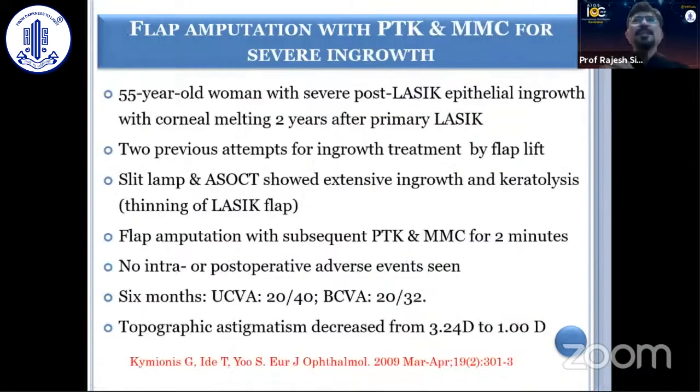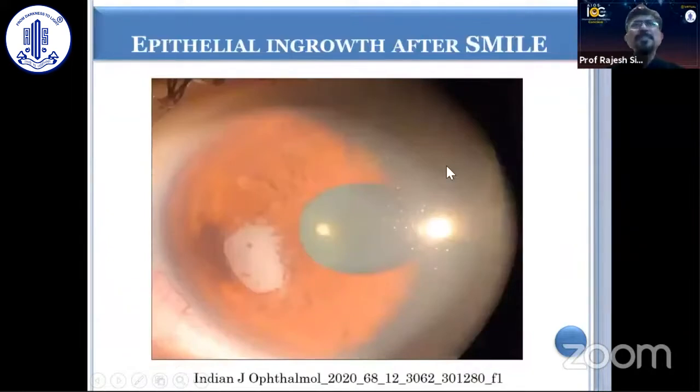Then there are studies wherein people have done flap amputation, and then they have done PTK, and they have used mitomycin C for severe ingrowth. This was one case reported by the Kymionis group, and they did the flap amputation, then did PTK and used mitomycin C for 2 minutes. And then 6 months later, the uncorrected visual acuity was 20/40, and best corrected was 20/32. And topographic astigmatism decreased from 3.24 to 1 diopters.